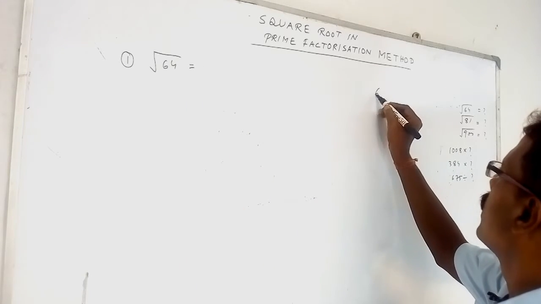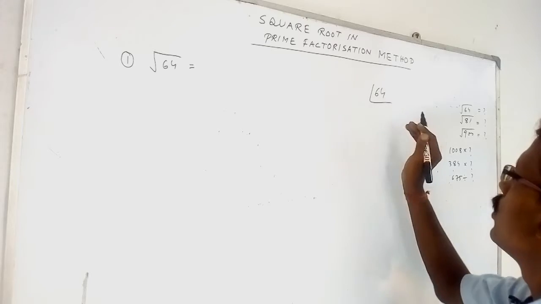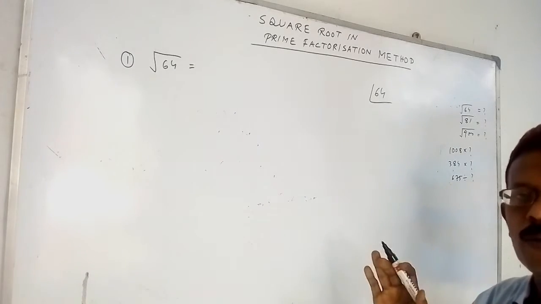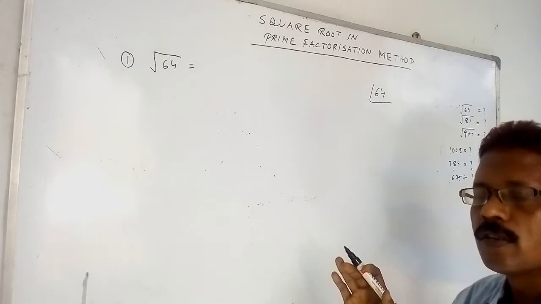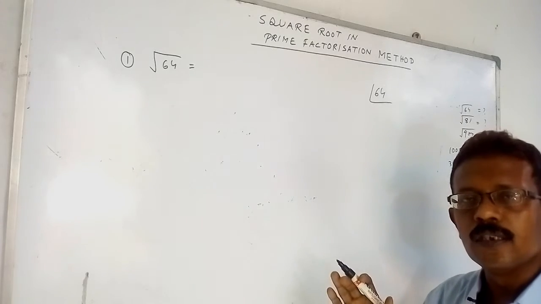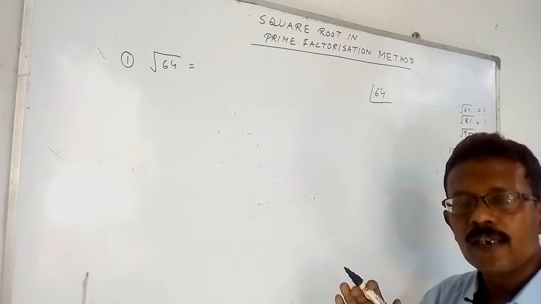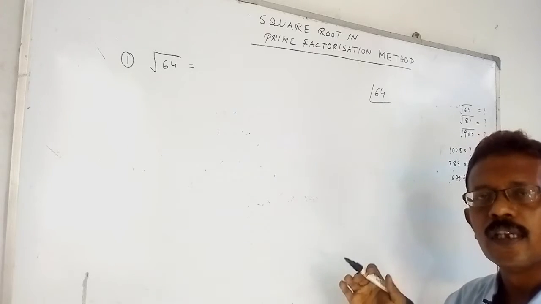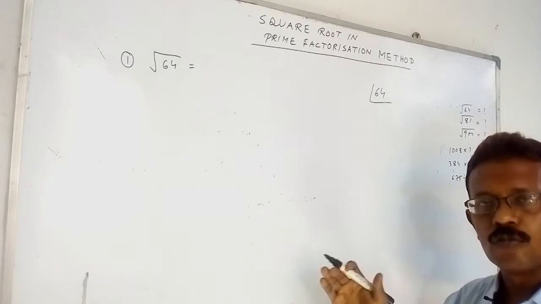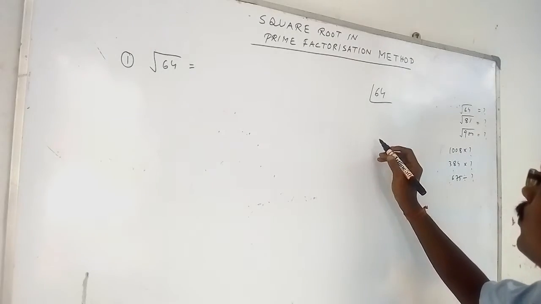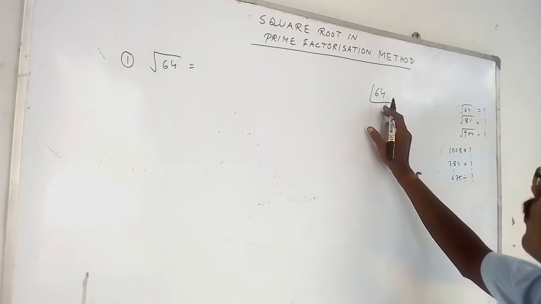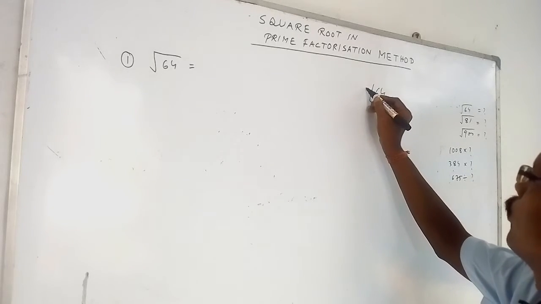So what the method is, 64 is to be factorized into prime factors. And what are the prime numbers? The prime numbers are those that are only divisible by 1 and the number itself. That is 2, 3, 5, 7, 11, 13 and so on. These are prime numbers. Now 2 is the smallest prime number. So 64 is divided by 2.